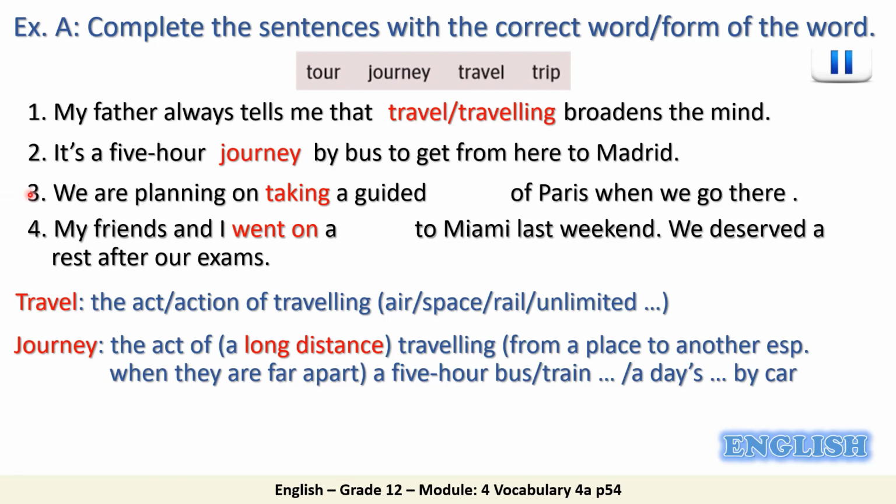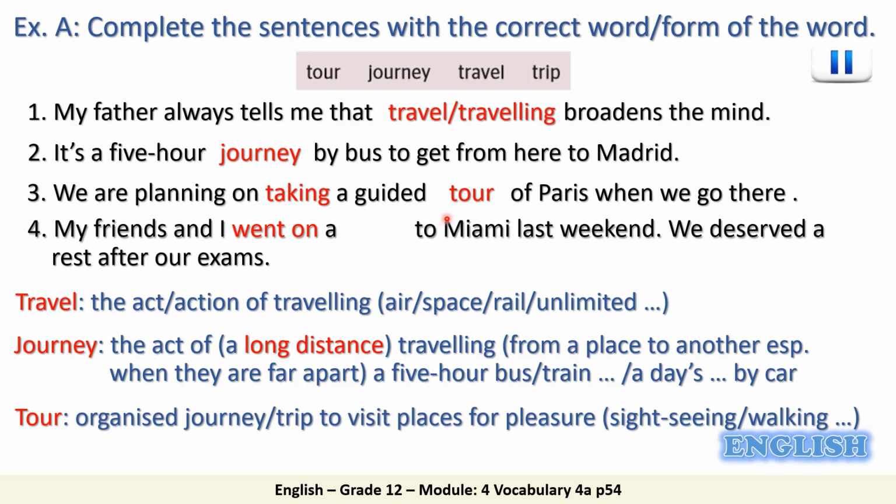Number 3, ready? We are planning on taking a guided tour. So because it's guided, we choose the word tour of Paris when we go there. So the tour is an organized or guided journey or trip to visit places for pleasure. We can say it's a sightseeing tour or walking tour. And please take care of the collocation right here. We say take a tour, right?